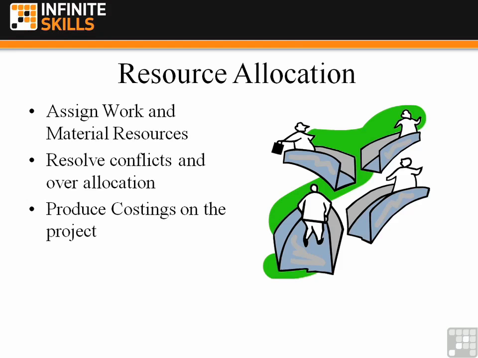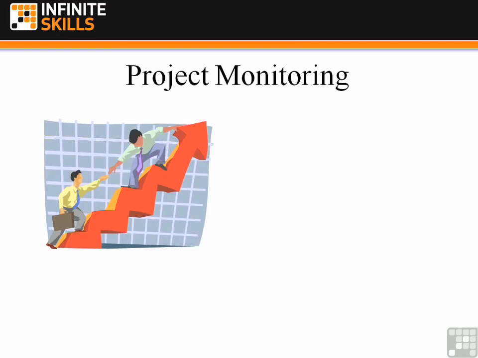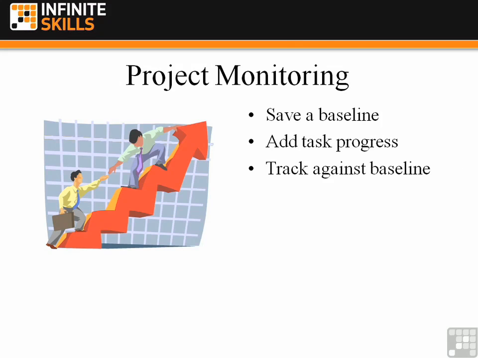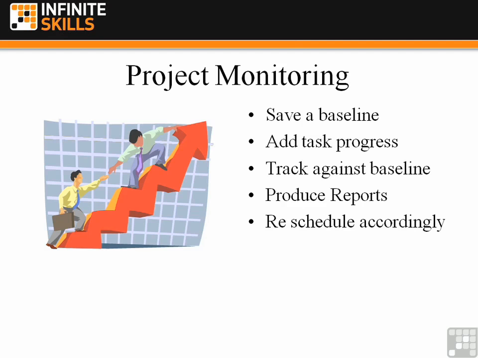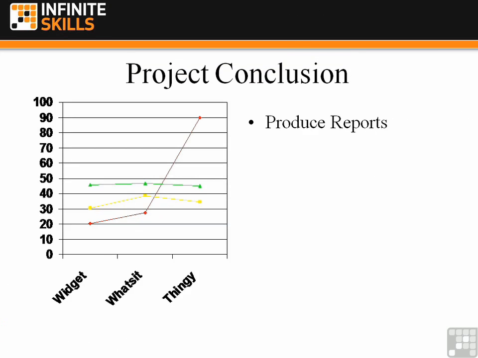Having thus built your project, we are then able to move on and look at monitoring the project using the same Microsoft Project file. At this point, you would save your baseline. That effectively is a snapshot of where you said you would want to be. We can then add task progression to say how far through a task you are at any particular point in time. You can then track task progression against that original baseline that you've saved. We can produce a number of reports, and we can reschedule accordingly as we work along. So the project file actually becomes a working file. Once you reach the project conclusion, you can create a number of reports, obviously pay all the bills, sign off the project, and then start another.